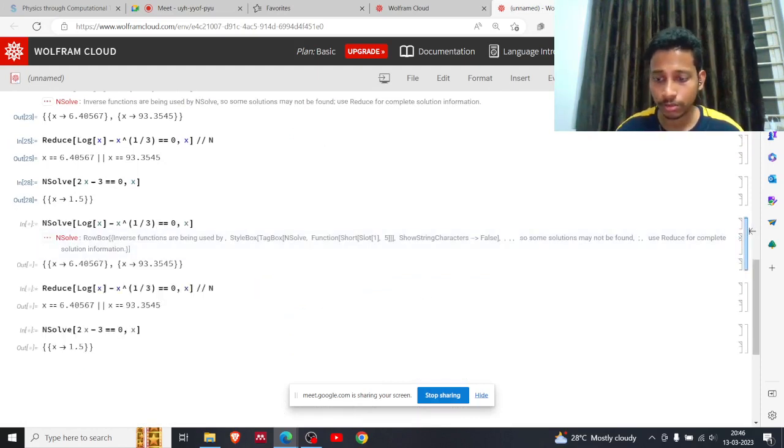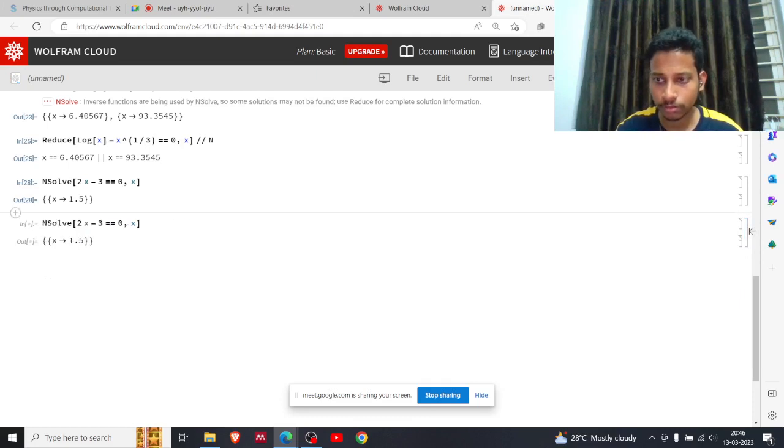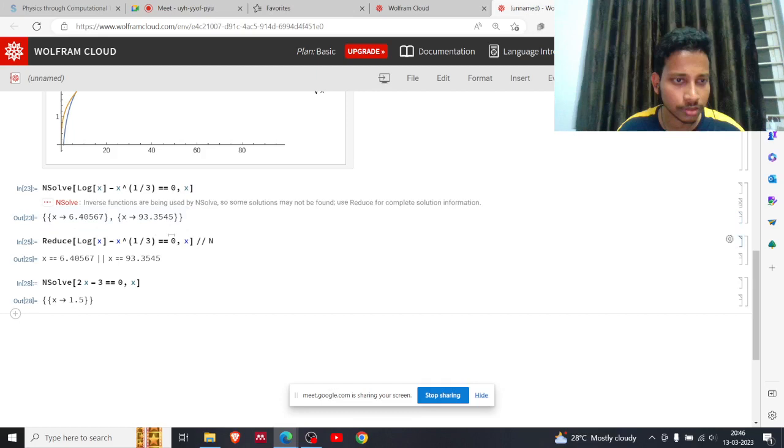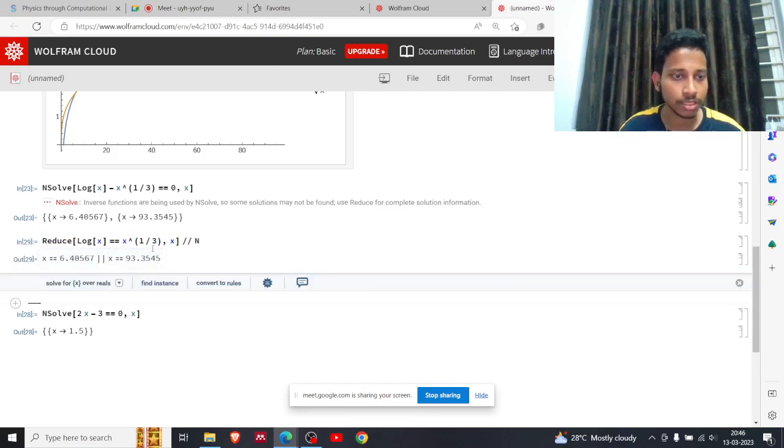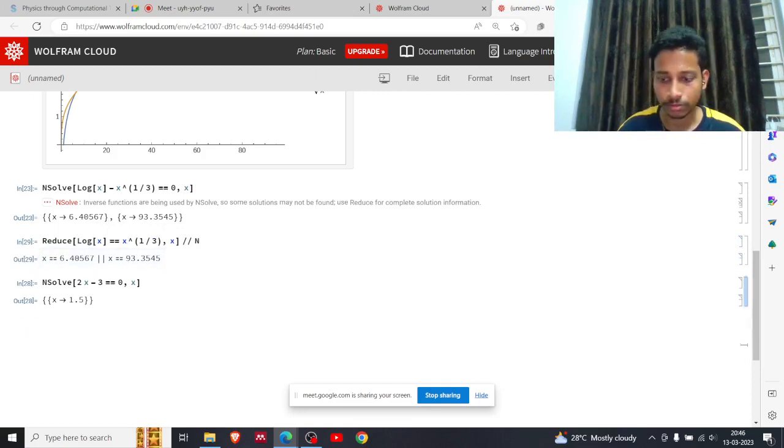Instead of the minus sign, can we also go directly like log of x equal to x raised to 1 by 3? That I think you can also do. Let me check, I'm not sure about it. And we can remove that equal to 0. Yeah, the same thing is happening, 6.50567 and 93.35. So you can go both ways. Okay, sir, thank you.